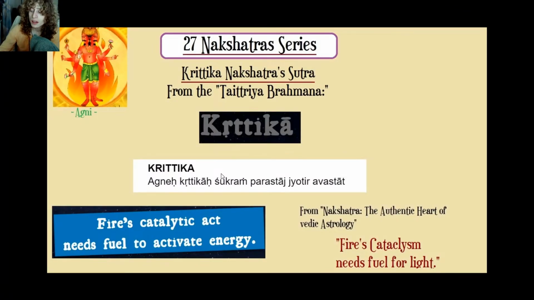So now we are going to start going through what we read in Nakshatra, the Authentic Heart of Vedic Astrology by Vic Dicara. This is Vic's idea of what the Taittiriya Brahmana is saying. And this, to me, is really the most important reading we can get in this whole video, but the extraneous information is good, too. That's why we're going to go through it. Now, what we read about Krittika Nakshatra is: agniyeh Krittikaha Shukram Parastaj Jyotir Avastat. Fire's cataclysm needs fuel for light.